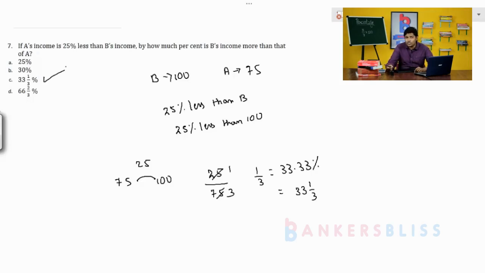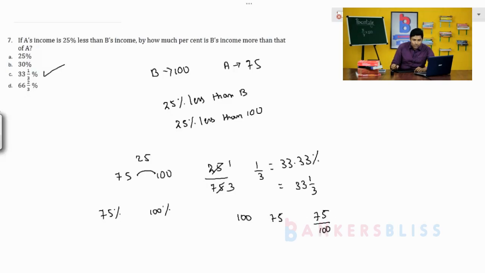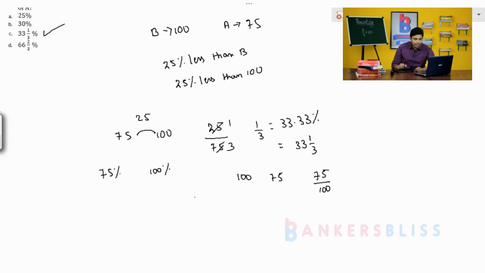You have one more methodology to solve. See here, 25% less, so 75%. It is 100%. If it is reducing by 25%, then 100 is becoming 75, that is 75 by 100. But now, with respect to A, you have to calculate B, means reverse. That is 100 by 75, that is 4 by 3.